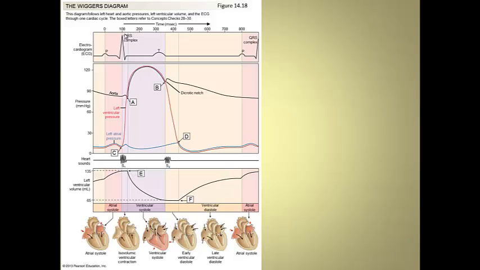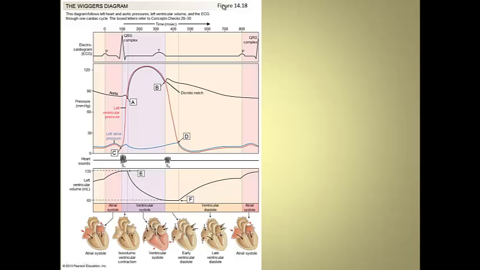From there, let's go actually all the way to the bottom here. So we have the diagrams of the contractile cycle, the mechanical contractions of the heart. So you can see that atrial systole here is going to correspond with the P wave. Ventricular contraction is going to correspond with the QRS complex. So you can see how this starts to fit together.